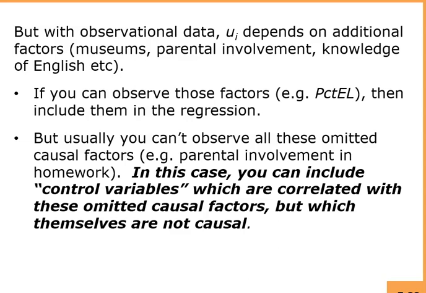But more often than not, you cannot observe all of these omitted causal factors. For example, parental involvement might be one factor which would be really hard to control for, which would be really hard to include in the regression, because data on parental involvement is just hard to come by. So in this case, you would be better off using control variables which are actually correlated with these omitted causal factors, but which themselves are not causal.